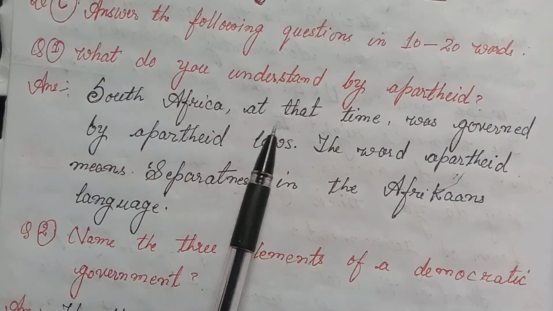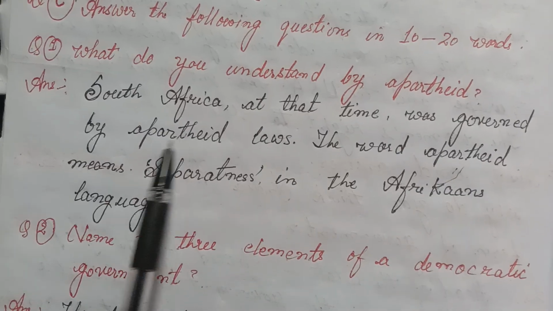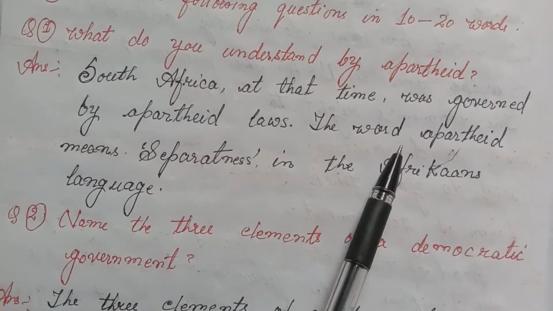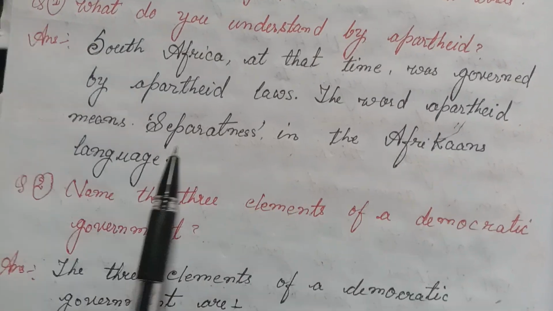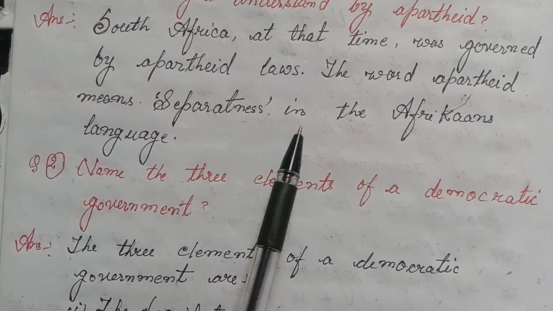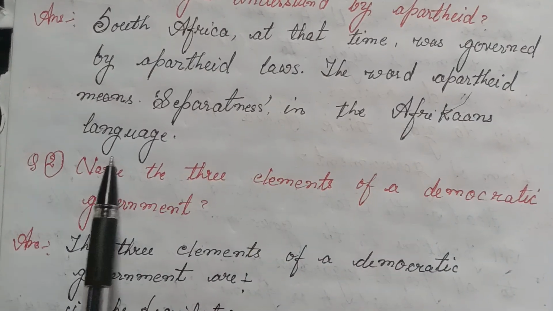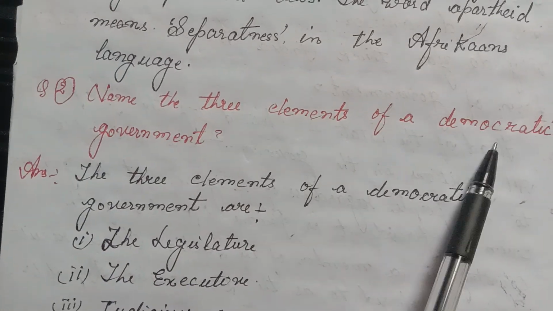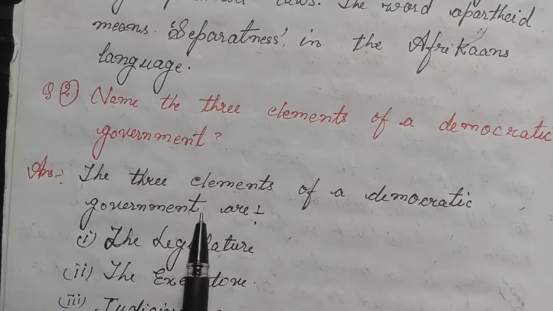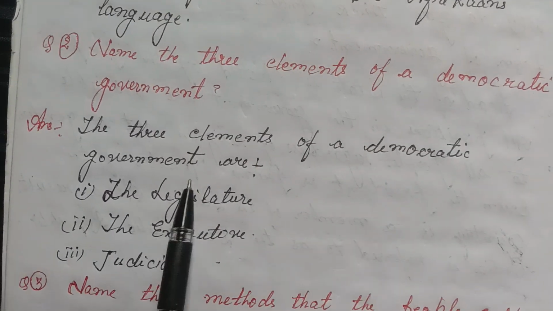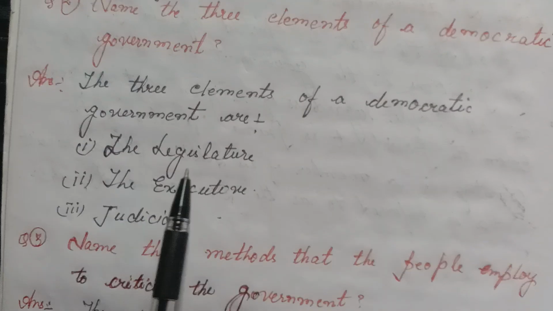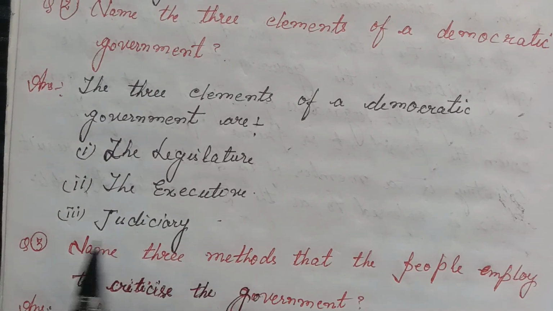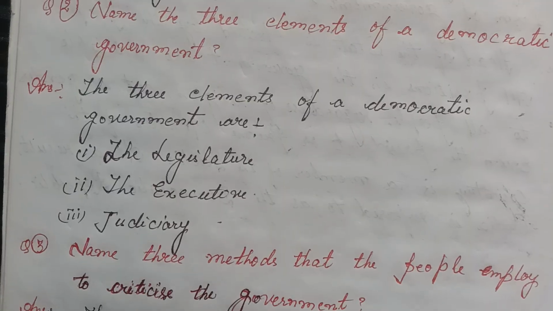Answer, South Africa at that time was governed by apartheid laws. The word apartheid means separateness in the Afrikaans language. Second, name the 3 elements of a democratic government. Answer, the 3 elements of a democratic government are the legislature, second, the executive, third, judiciary.